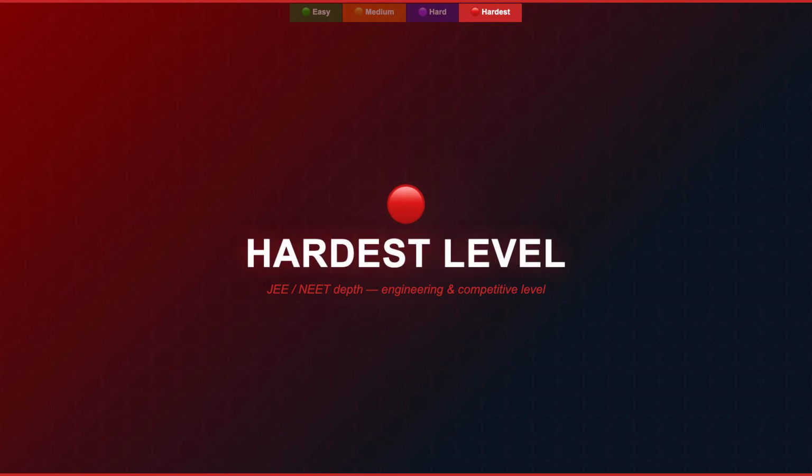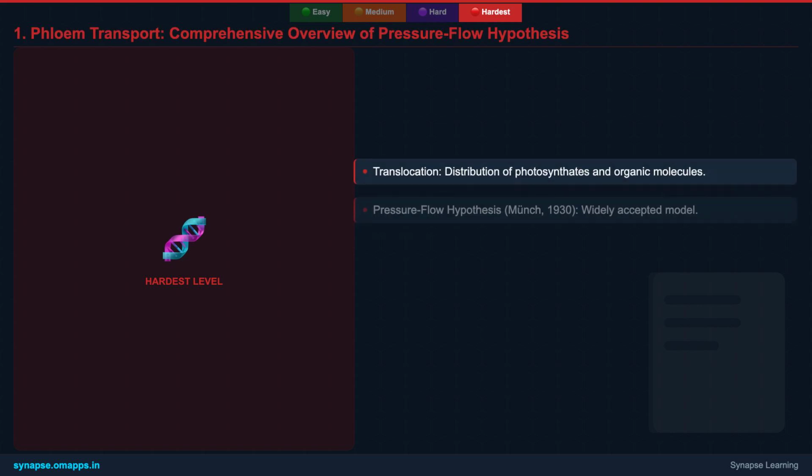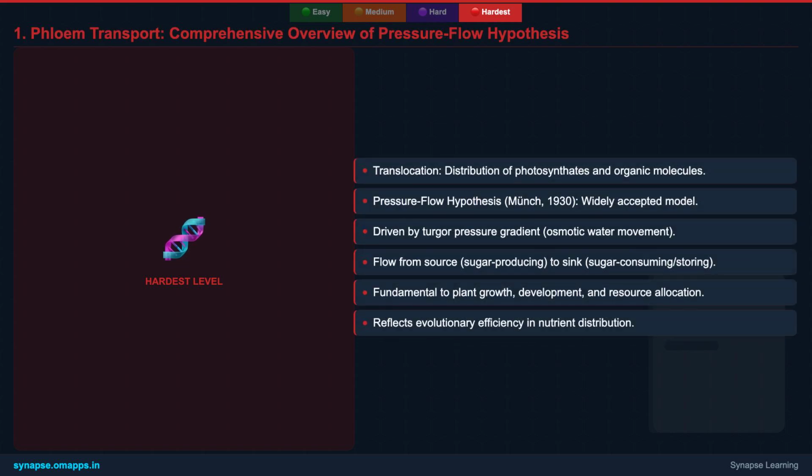Welcome to the hardest level. Here, we'll explore the intricate details, competitive insights, and cutting-edge understanding of phloem transport. Prepare for a truly in-depth exploration. The study of phloem transport has a rich history, with the pressure flow hypothesis, first proposed by Ernst Munch in 1930, standing as a cornerstone.